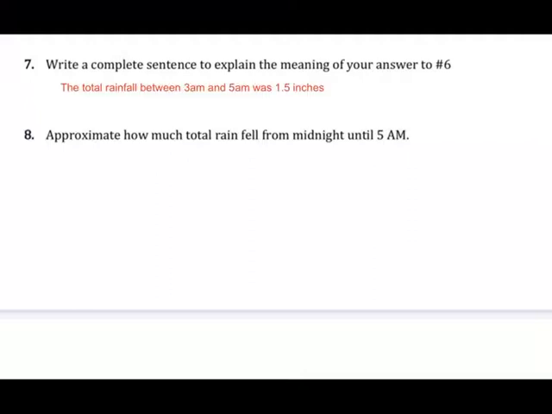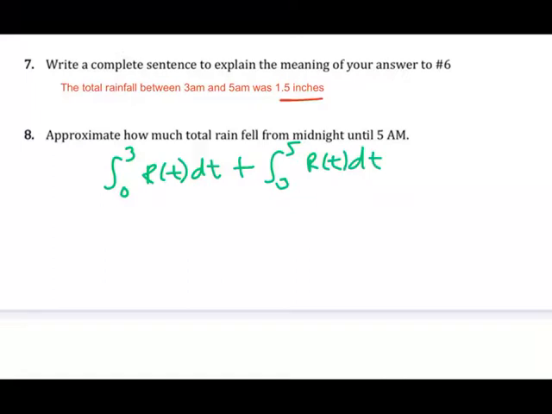And then the last question relating to this specific rate graph says, approximate how much total rain fell from midnight until 5 a.m. So something to keep in mind, we just found the total rainfall from 3 to 5 a.m. So we could actually set this up as 2 integrals. We could look at the integral from 0 to 3 of R(t) dt plus the integral from 3 to 5 of R(t) dt. And this we just said is 1.5. So to find the area from 0 to 3, what we're going to have to do is look back at that curve and estimate that total area.